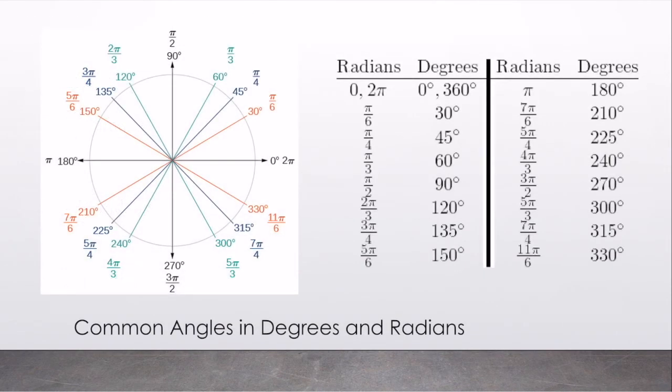So let's talk about some common angles in degrees and radians. So 0 degrees or 360 degrees, that's going to be 0 radians or 2 pi radians. We already saw that 45 degrees was pi over 4, 90 degrees is pi over 2. That makes sense. Pi is 180 degrees. 3 pi over 2 is 270, right? We're all the way 3/4 of the way around our circle.